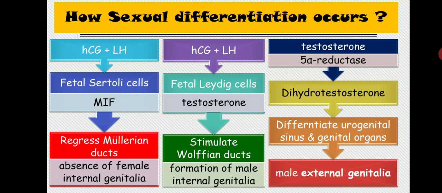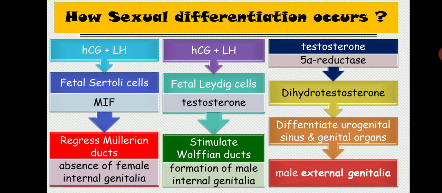Now see, if the Y chromosome is absent, if the fetus is female, then there is no synthesis of SRY gene related transcription. So there is absence of all these three hormones, MIF, testosterone and dihydrotestosterone. If there is no MIF, then the regression of the Mullerian duct will not occur, and the Mullerian duct will eventually make the female internal genitalia. If there is no testosterone, then the Wolffian duct is not stimulated, it rather regresses. And if there is no dihydrotestosterone, the male external genitalia will not be formed. It is as simple, right?